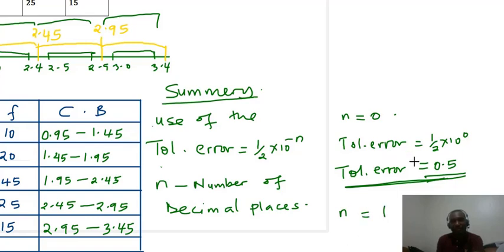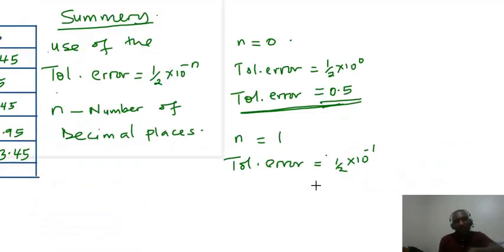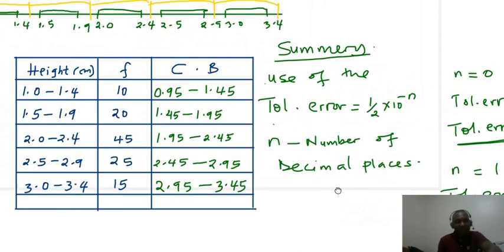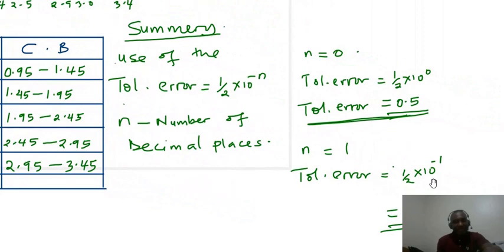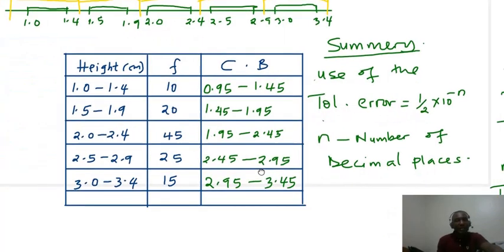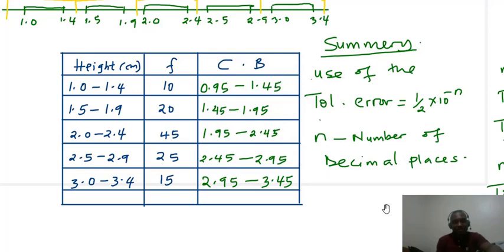Alright, so we substitute in to get the tolerance error. The tolerance error will be equal to a half times 10 power negative 1, which when we simplify, is going to be 0.05, the tolerance error. So if the data has 1 decimal place, for example, this which we have here, we say we shall be taking away 0.05 from the lower class limits to get the lower class boundaries, and then we add 0.05 on the upper class limits to get the upper class boundaries.